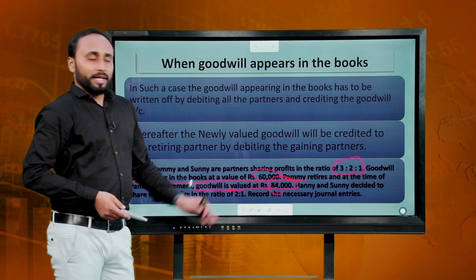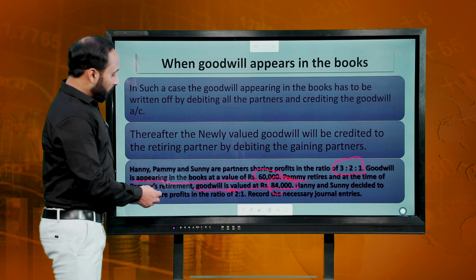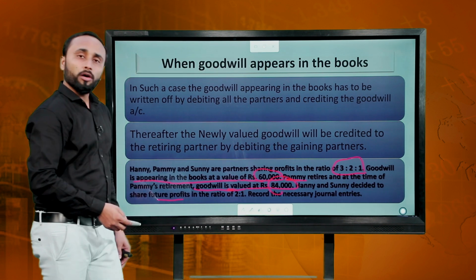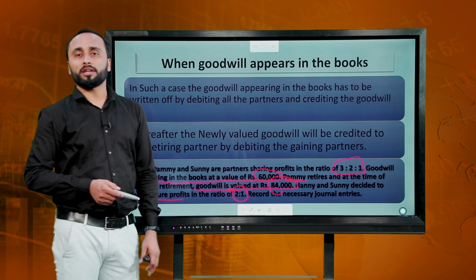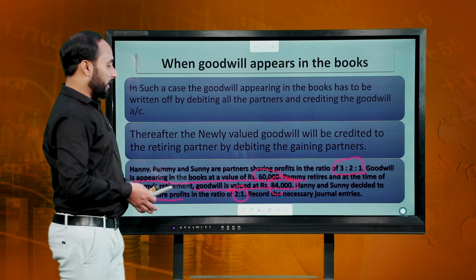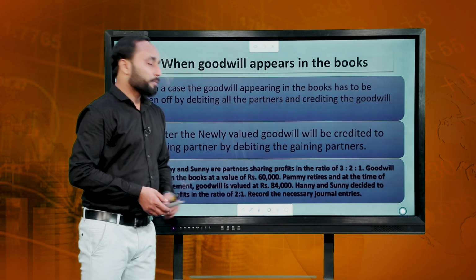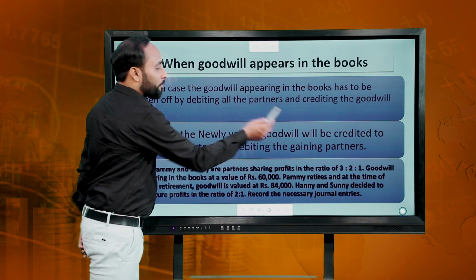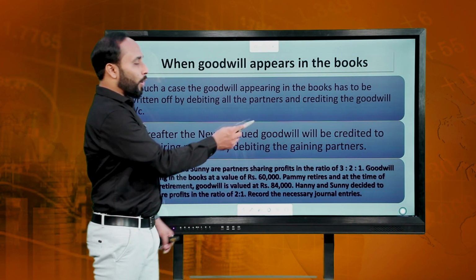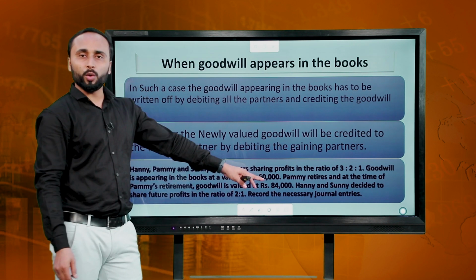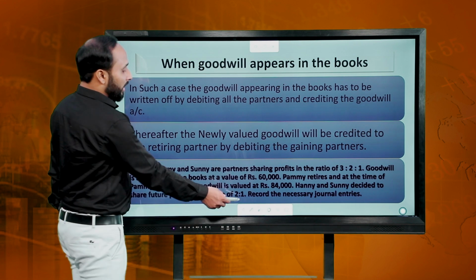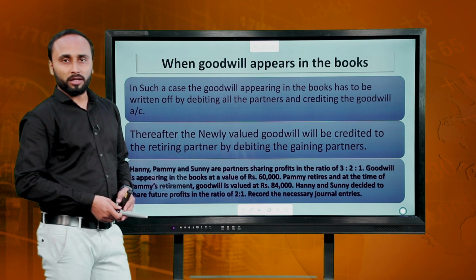Hanny and Sunny decided to share the future profits in the ratio of 2:1. So we have the new profit sharing ratio. We have to pass the journal entries. Revisit the question. We have the old ratio of the partners which is 3:2:1. We have the old goodwill which is 60,000. We have the new goodwill which is 84,000. And we have the new ratio which is 2:1.